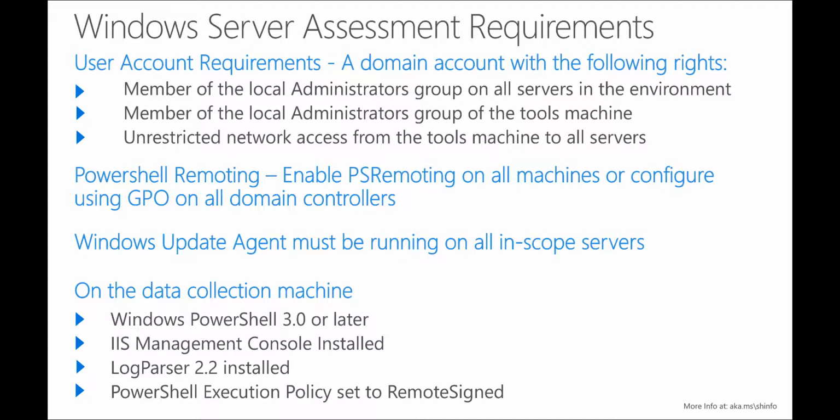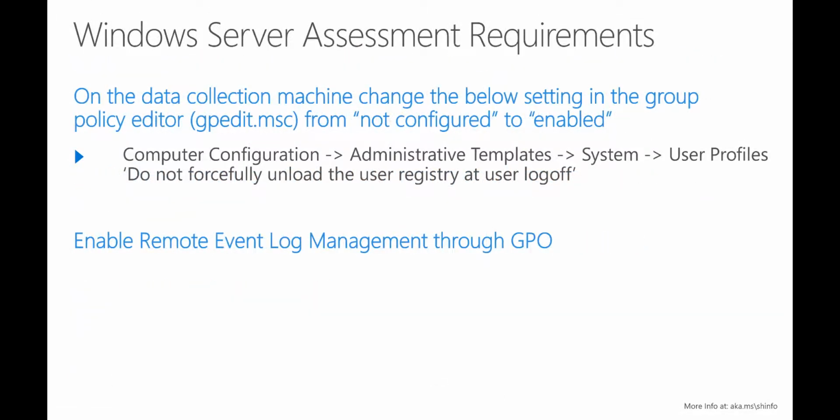Next, enable PowerShell remoting on all the machines, or configure it using GPO on all the domain controllers. Next, ensure that Windows Update Agent is running on all in-scope servers for the security update scan. Then ensure that the data collection machine is running Windows PowerShell 3.0 or later, IAS Management Console is installed, Log Parser 2.2 or greater is installed, and that the PowerShell execution policy is set to RemoteSigned. Finally, use gpedit.msc to set the policy "Do not forcefully unload the user registry at user logoff" to enabled, and also enable remote event log management through GPO.